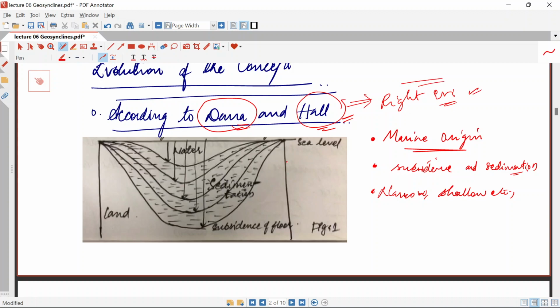So we can observe here, this is the sea level. This is the water presence in the sea, or I can say the depression. Due to the erosion, there is a deposition of sedimentation. This is the sedimentation, that is layer by layer the sediment is deposited. So this is the subsidence of floor. The sediments got subsided deep. This is the land surface area. This is what they have said.